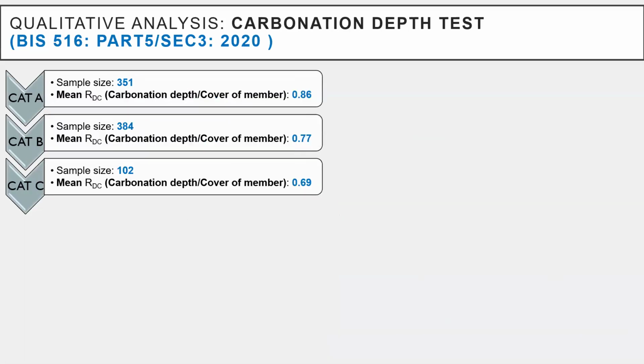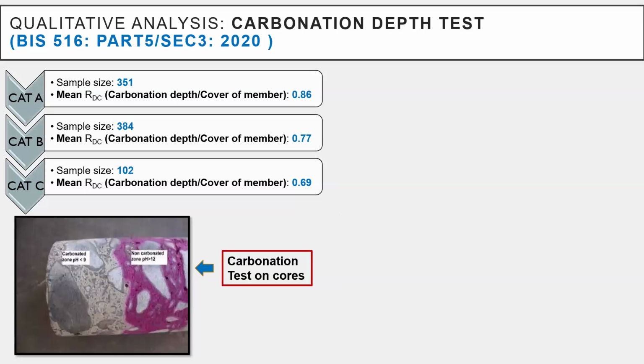Another test is carbonation depth test. On the extracted cores, we have carried out this carbonation depth test. Here also we have presented results in the form of non-dimensionalized number, that is RDC, which is nothing but the depth of carbonation divided by the clear cover to the reinforcement. Because we have carried out this test for beam, column, and slabs also. And if you look at BIS 456, the clear cover to the reinforcement to different structural members will be different. So that is why we have presented results in the form of non-dimensionalized number.